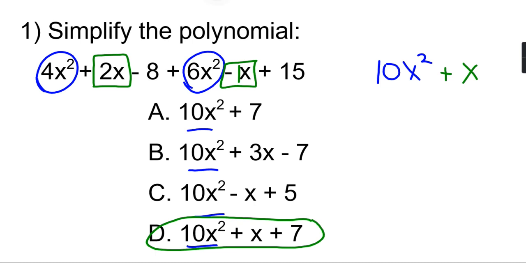And let's just double check that that last term is also going to work out. Negative 8 and positive 15, if you add that together, you do get 7, which is what we see right there in the answer choice that we chose. So choice D is the simplified form of our polynomial.